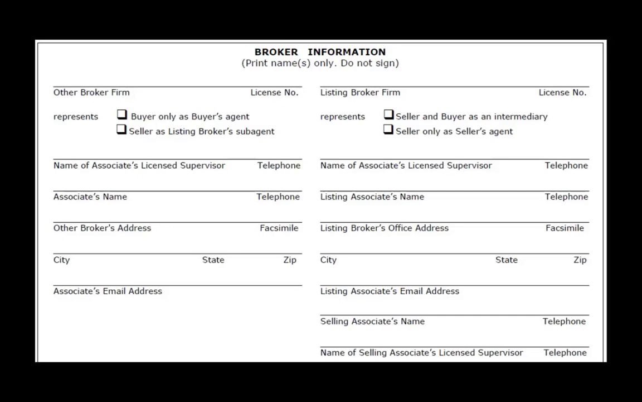Okay, and in this blank is where the listing broker has agreed to pay the other broker blank of the total price when the listing broker's fee is received. Okay, and then it authorizes the escrow agent to pay as directed.